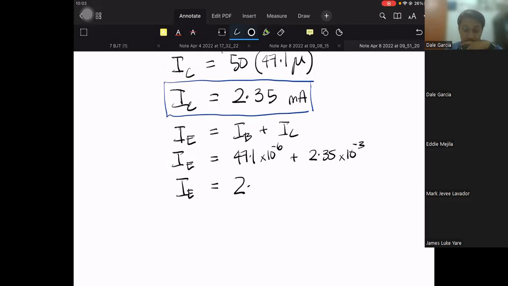39, sir. 39. Okay, 35 plus 4 man ni siya. 35 plus 4. 0.04 milli maning 47 micro. So 2.39. Diba? Dual-dual ba? So ato na yung approximate as 2.4. 2.4 lasad ni siya. So 2.39 milliamperes. That's the more accurate numerical value.